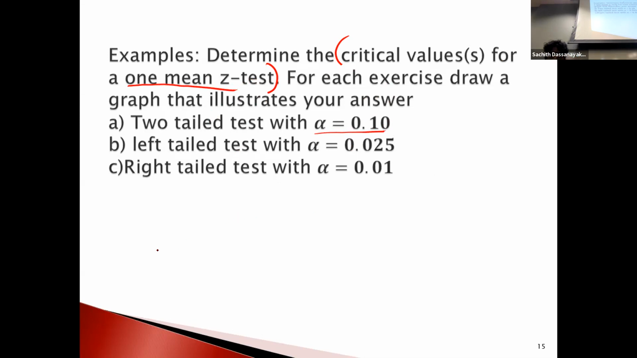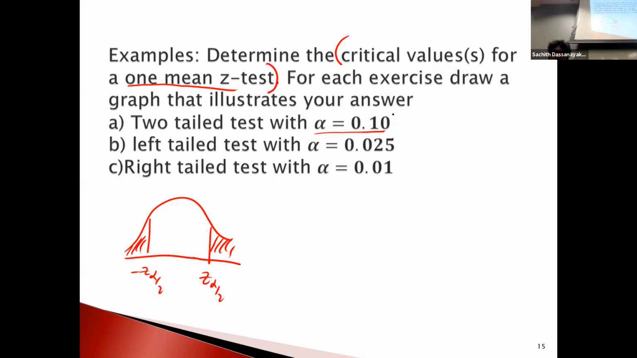Let's check this one. The first one is a two tail test. In a two tail test case, your alpha is divided by 2. This value should be Z alpha over 2, and this value right here is negative Z alpha over 2.